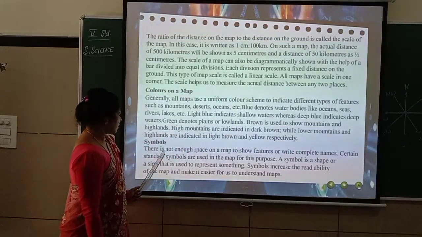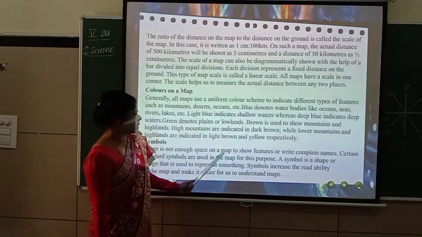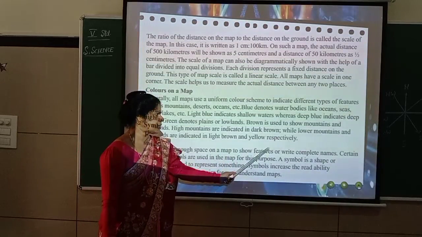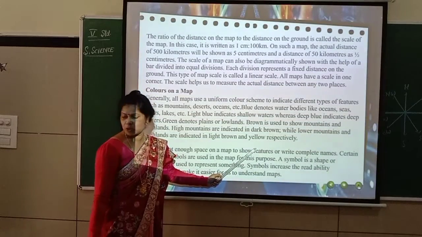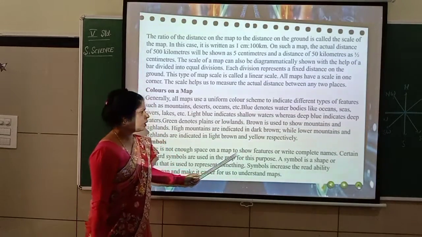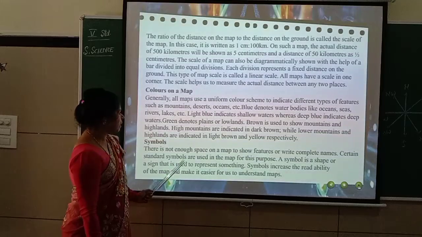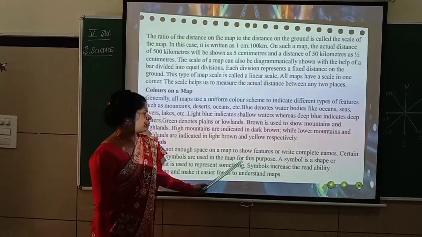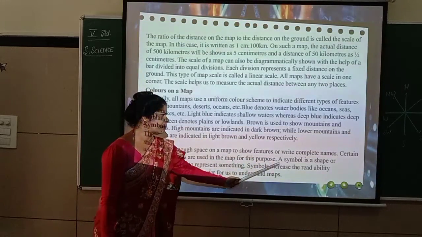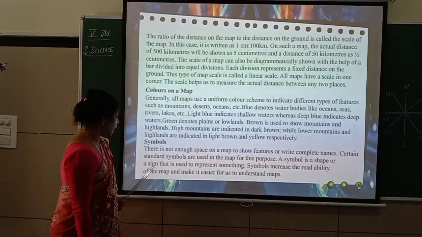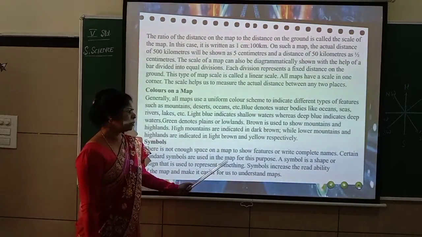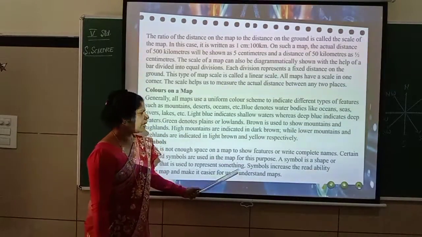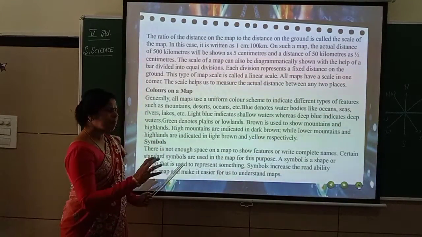Coming to symbols, there is not enough space on my map to show features or write complete names. You cannot go on writing complete names. So certain standard symbols are used in the map for this purpose. A symbol is a shape or a sign that is used to represent something. So what does your symbol mean? A symbol or a sign shows some representation.